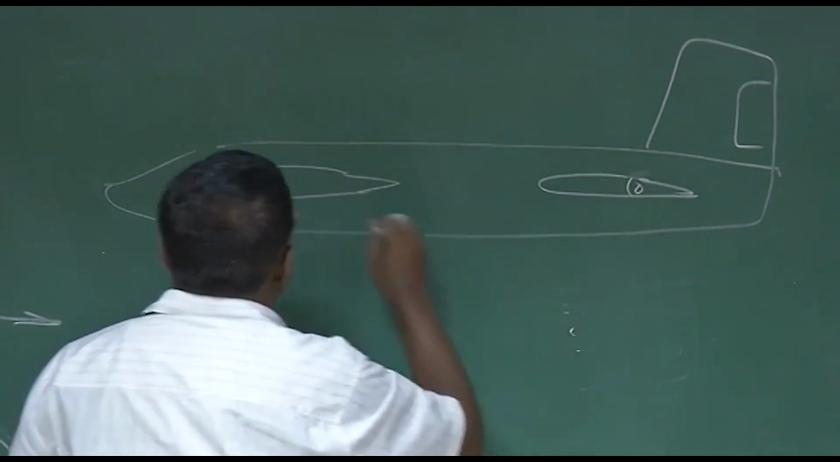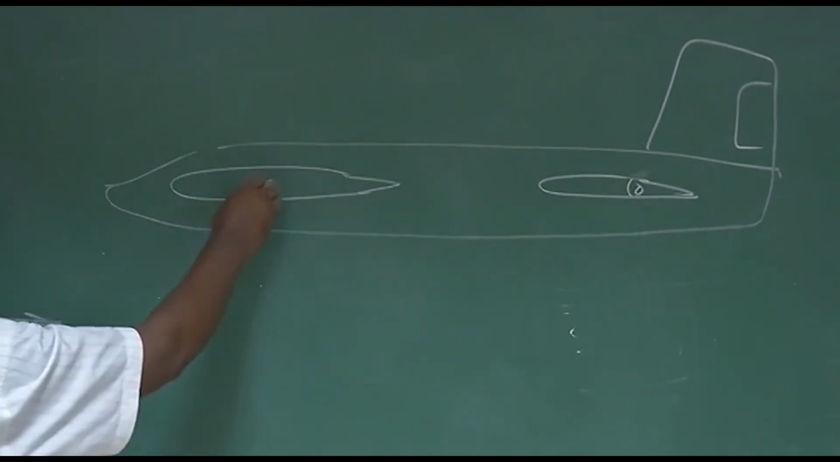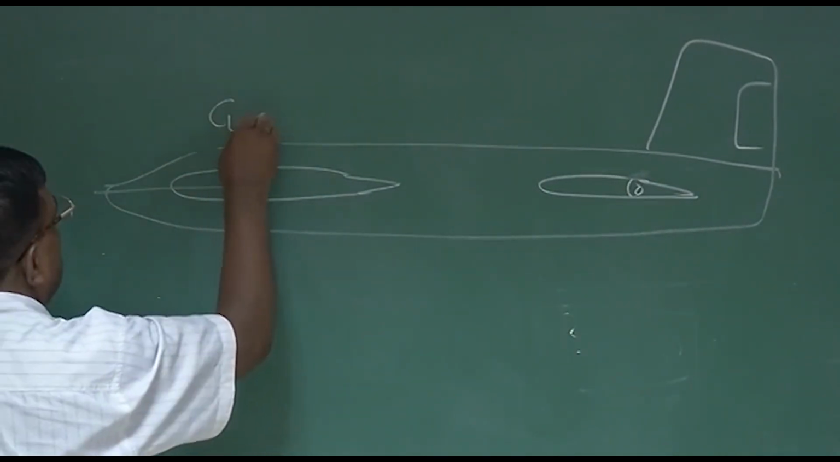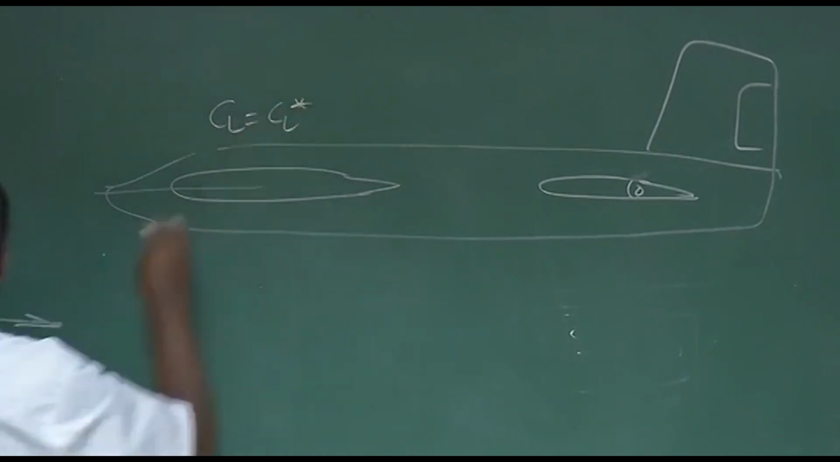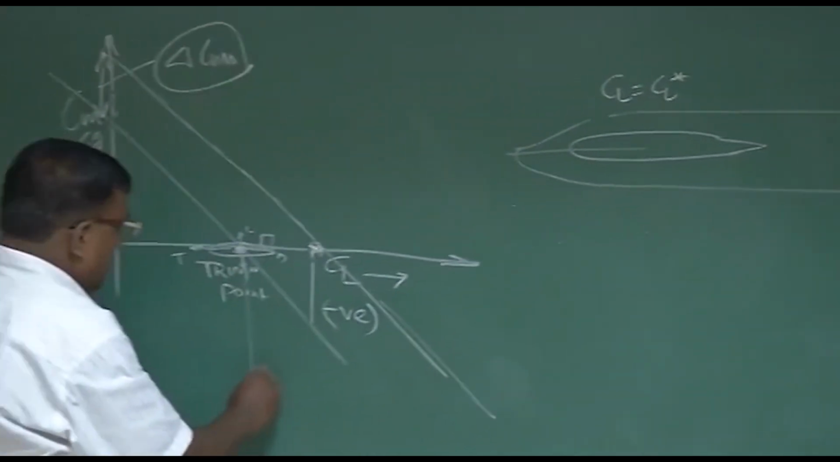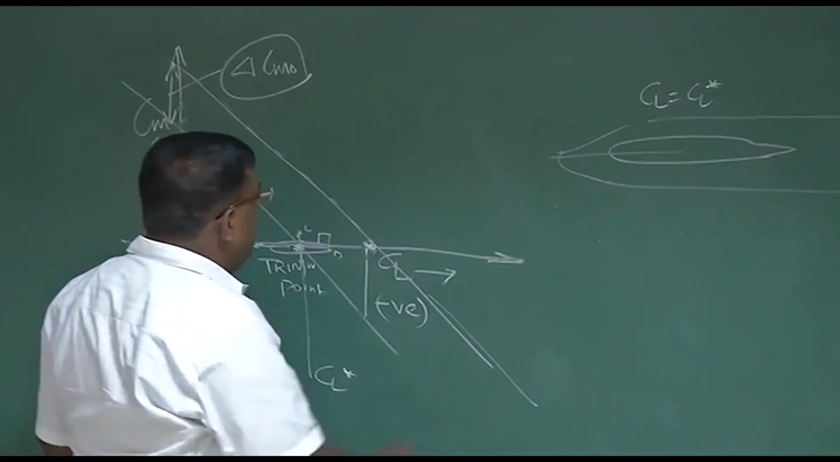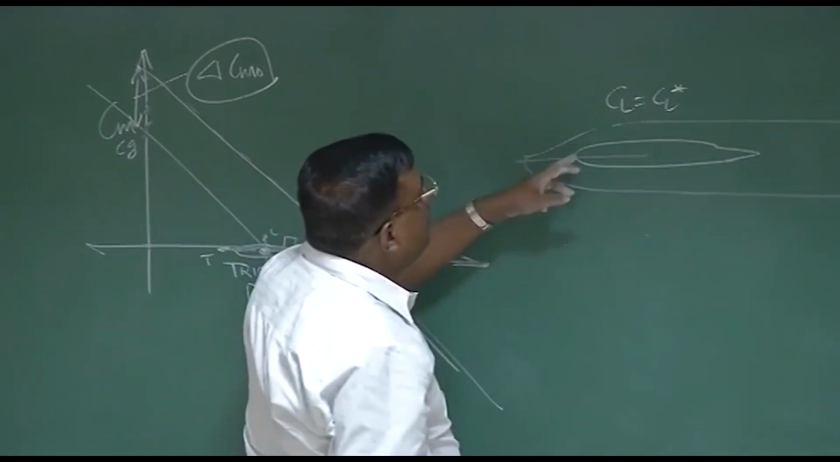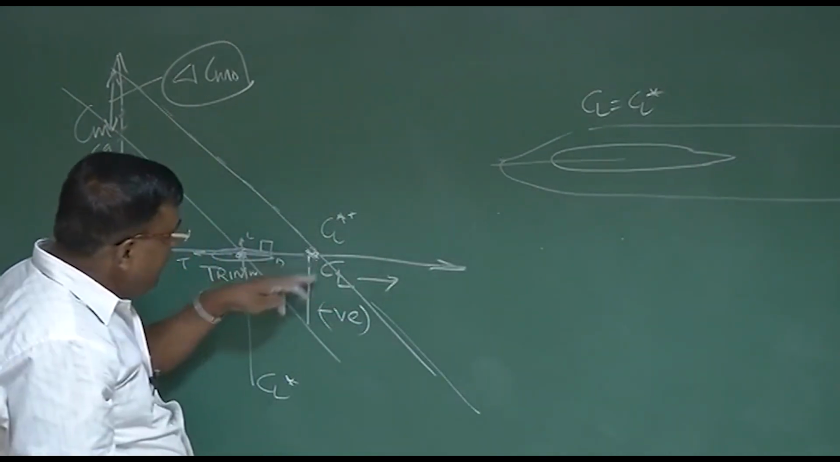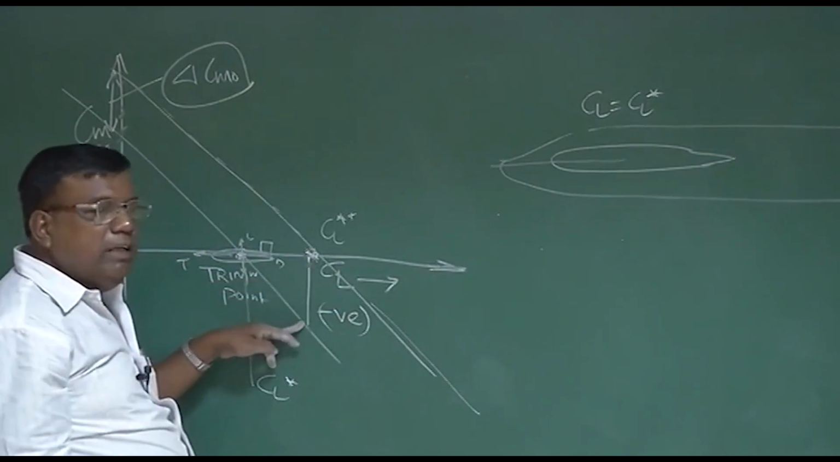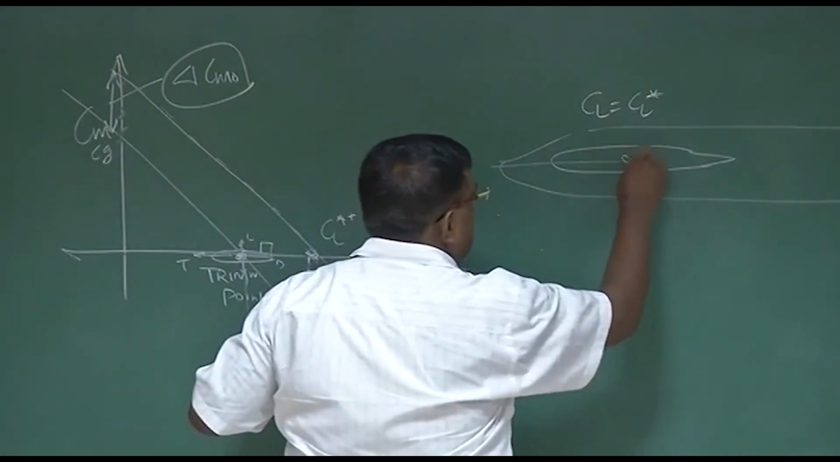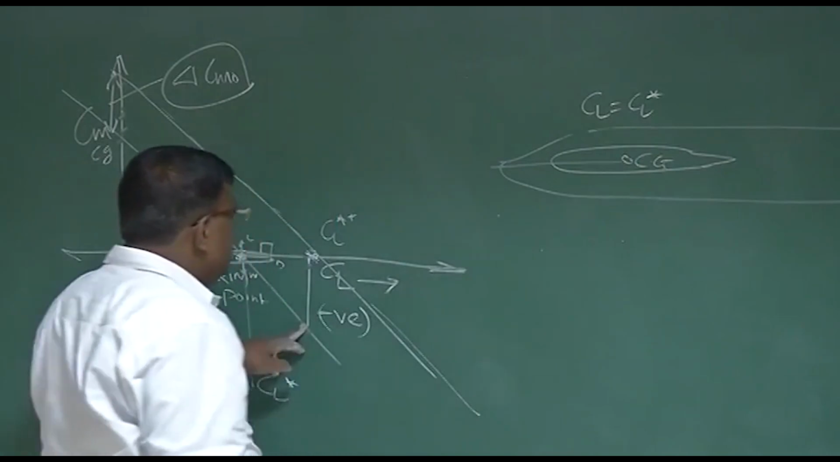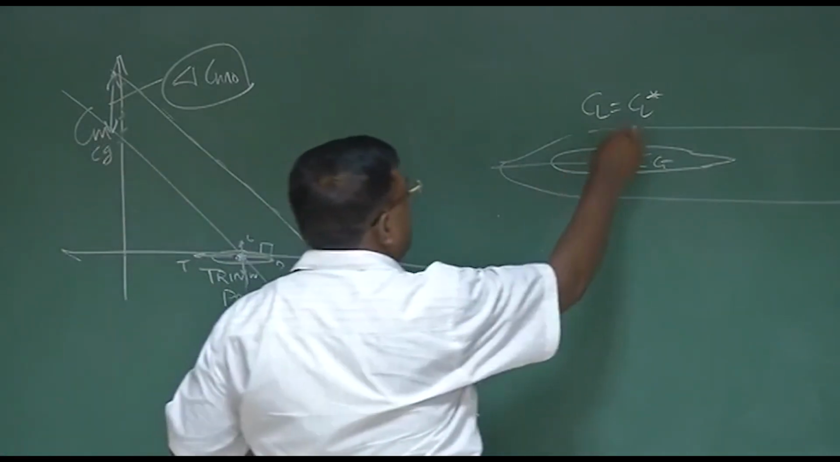Elevator. Let's say you are flying at CL equal to CL star. I call this initial as CL star. You want to go to CL double star. The moment you want to go to CL double star, you find there is a negative moment generated by the airplane about CG. Which way? Negative, that is nose down.